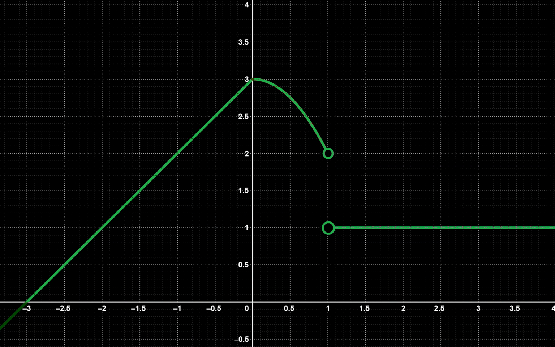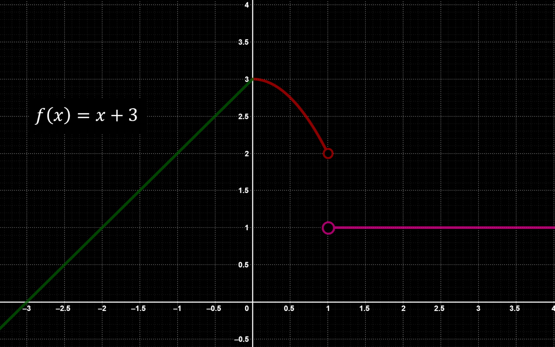Now, a good way to interpret this graph is to just think of it as 3 different graphs put together. For values of x less than 0, our graph will follow the function x plus 3. For values of x greater than or equal to 0 and less than 1, it follows the function minus x squared plus 3. And for values of x greater than 1, the graph follows the function y equals 1.